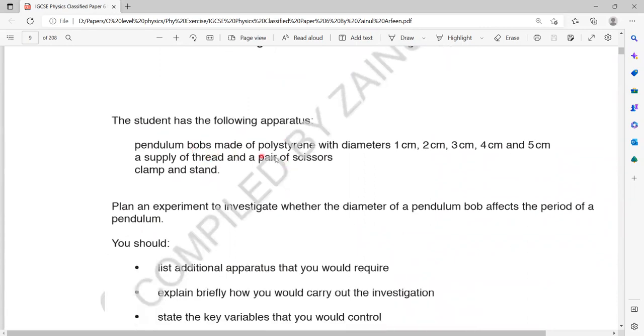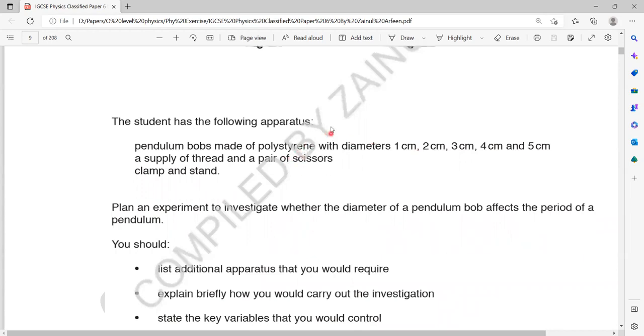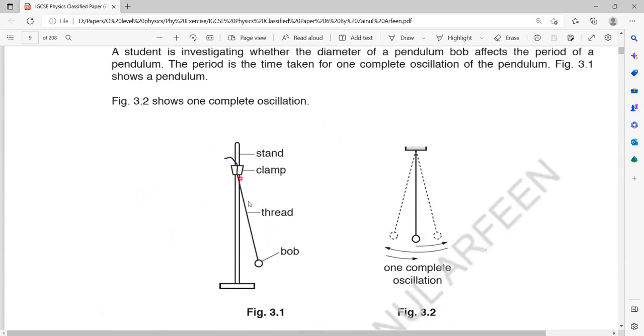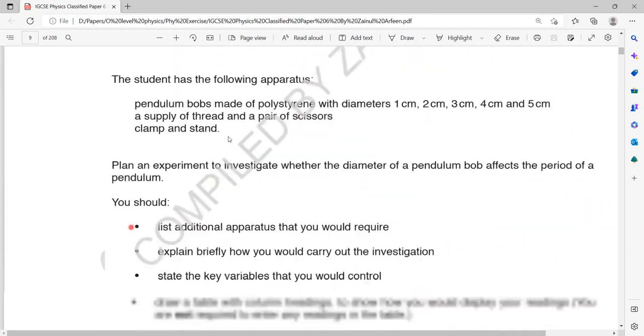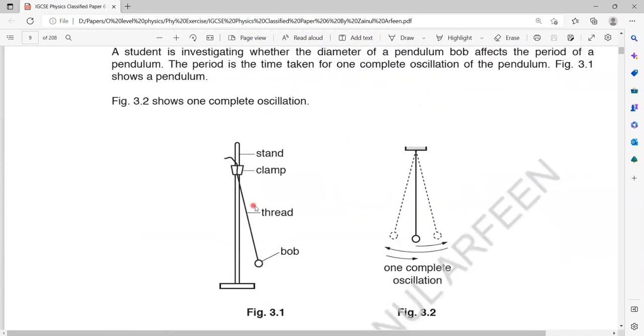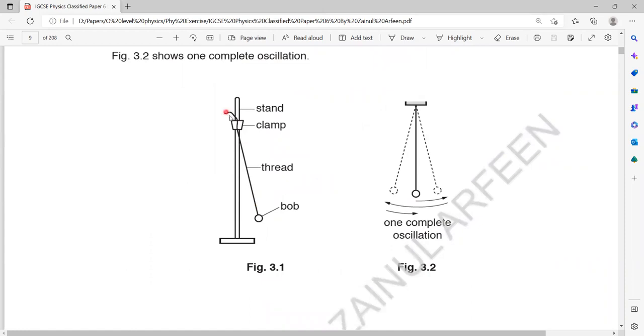There's a pendulum bob which is made from polystyrene having a diameter of 1 centimeter, 2 centimeter, 3 centimeter, 4 centimeter, and 5 centimeter. A supply of thread and a pair of scissors, mainly just to cut the length out of it. The clamp stand is there. You can see the clamp stand, the thread, and scissors to cut the thread to a certain length we select.